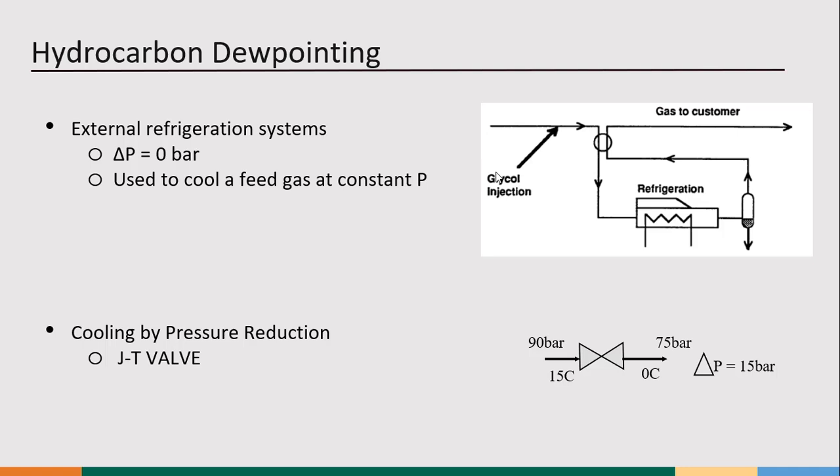Similarly, there is the JT valve. The JT valve is very famous. What happens is that you reduce the pressure, for example from 90 bar to 75 bar. Your temperature will come down, and similarly you can have a cold separator that removes the liquid. But in this, you are losing too much energy. So again, if your targeted pressure at the customer end is 90 bar, you have to add a compressor.